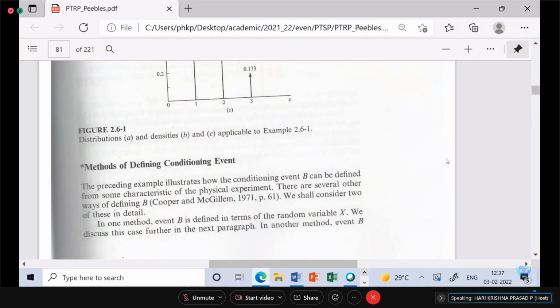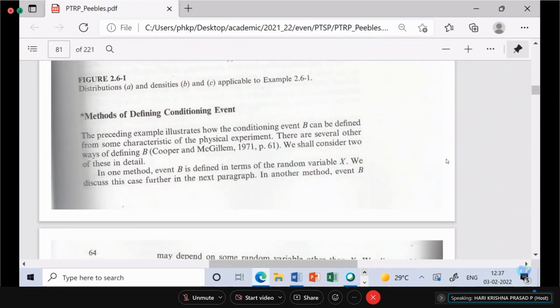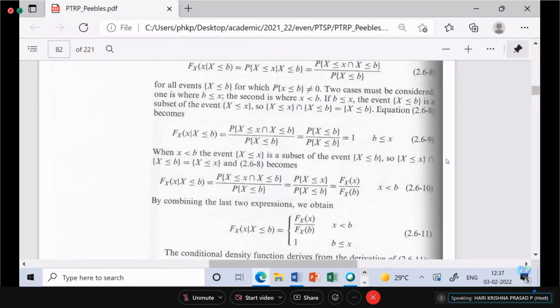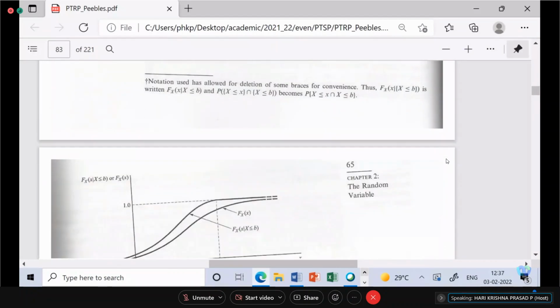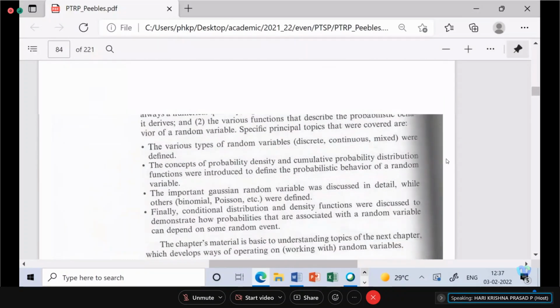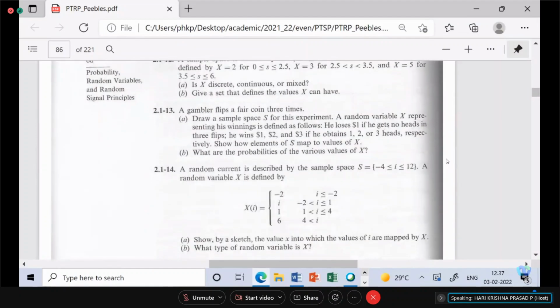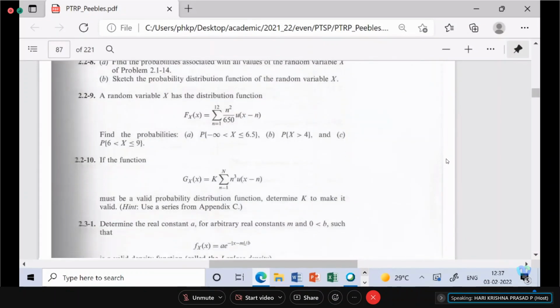And see, I need to upload one asynchronous class. What I thought is that I will upload the methods of defining the conditioning event, probably with one problem. So from the same book, I will repeat and cover the topic. Then that would be followed by the discussion on the next chapter.